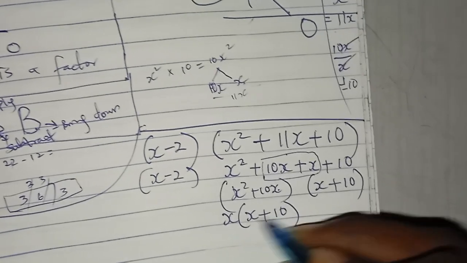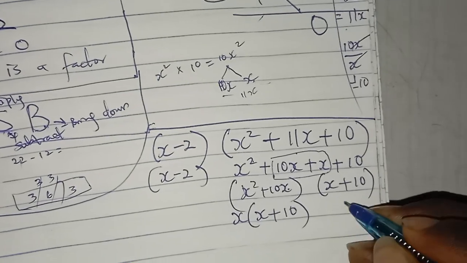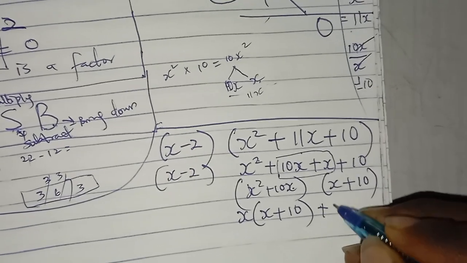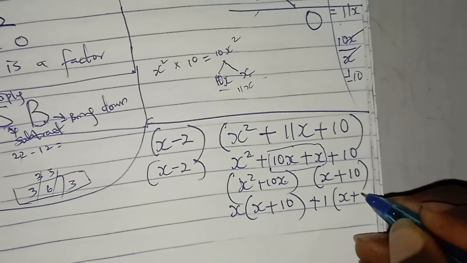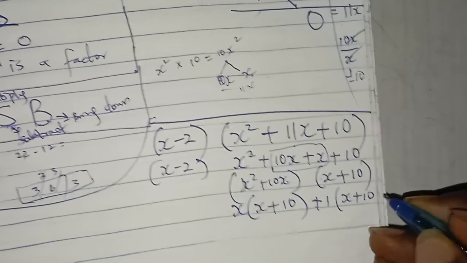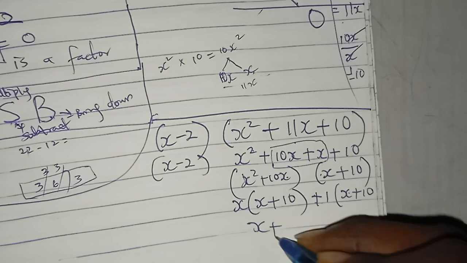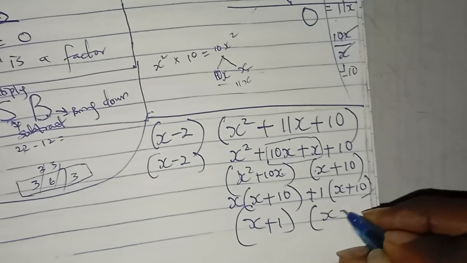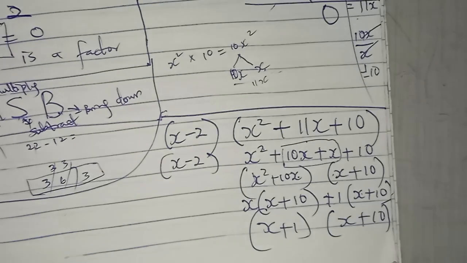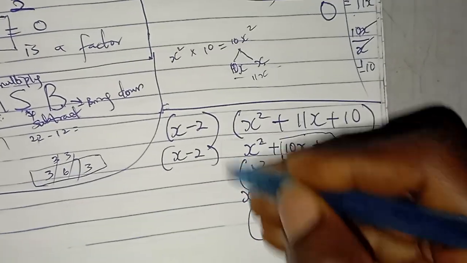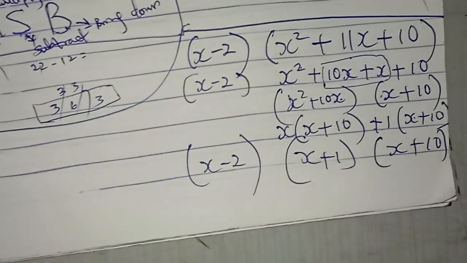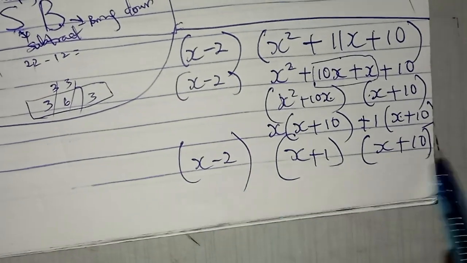So notice that once you're able to factor the first part out, just put 1 on the outside. In most cases, this is how it always is. So I have x plus 10. If you go here, I give you this. So I now have x plus 1 and then x plus 10. So when you now bring it down, bring this one down, x minus 2. All right. So which means that these are the three factors.